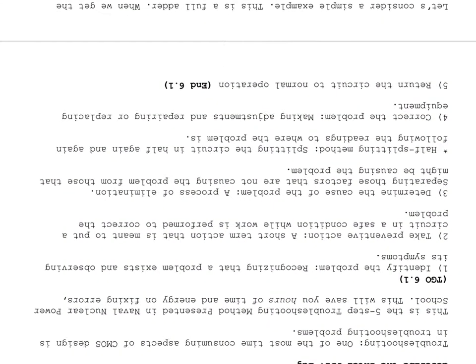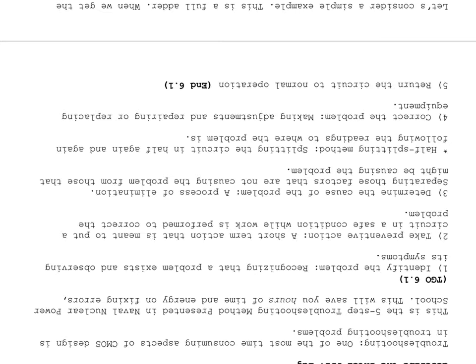So I described this half-splitting method. You split the circuit in half again and again, following the readings to where the problem is. When you split it in half and you determine that everything on this side of the half is okay, so you know that this specific output is okay, then it must be only the other output. Then you split that half and figure out from there where your errors are. We'll go over a couple examples of this.